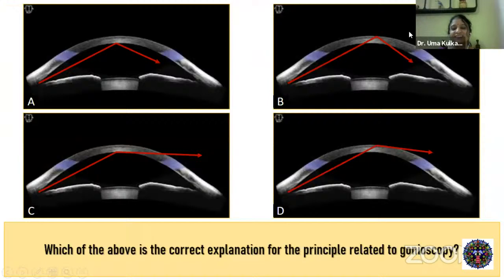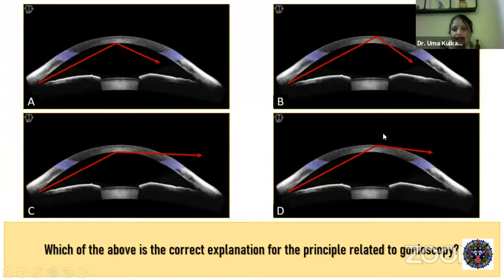So the gonioscopy principle which we talk about is related to light rays passing through the cornea into the air. The refractive index of the cornea is much higher, 1.33, compared to that of the air, which is equal to 1. So when the difference is more, the critical angle is important. And that's why this surface is more important and not this surface. So what is happening here? This is wrong because it's coming from the inner surface. And what is happening here? It is grazing parallel to the surface tangentially. So that is not the answer.